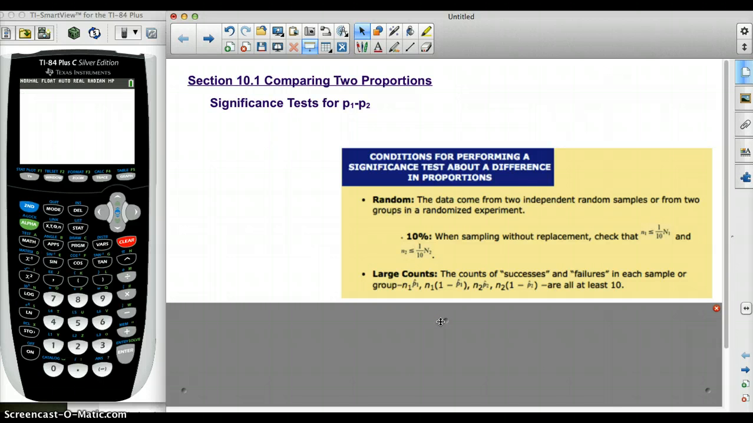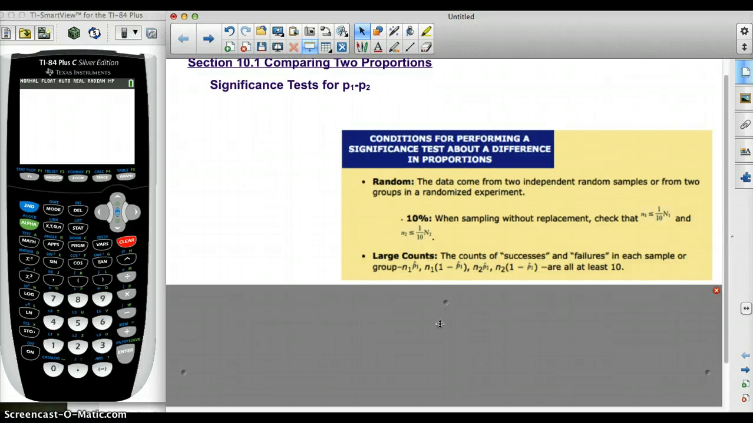Again, you're going to have to check, is it random? Were both of the samples random or taken from two groups in a randomized experiment? Is the 10% condition met? And also the large counts. But remember, you have to do 4 different large counts tests for successes and failures, and they will all have to be at least 10.